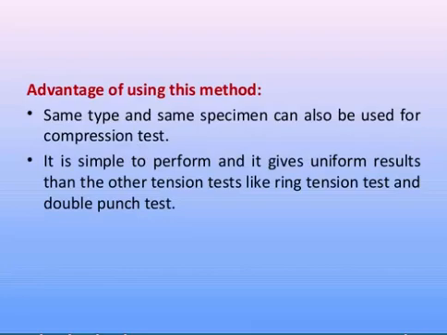Advantages of using this method: the same type of specimen can also be used for the compression test that I have explained. It is simpler to perform and gives more uniform results than other tension tests like the ring tension test and double punch test. Students, this test is easier to perform, the specimen can be easily created, it can be easily tested in the testing machine, and it is easier to obtain the results by this procedure.